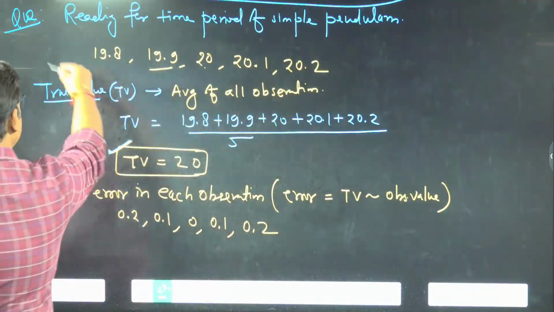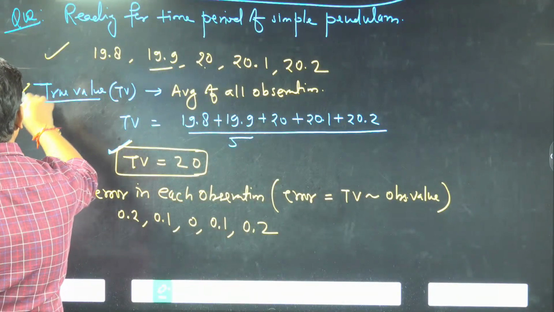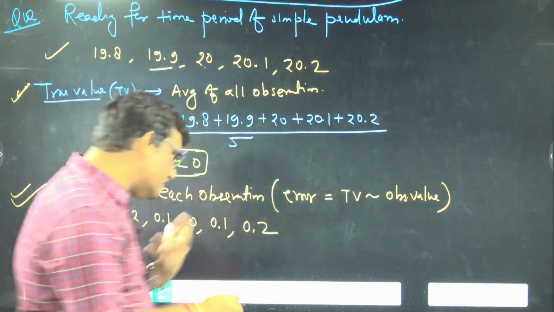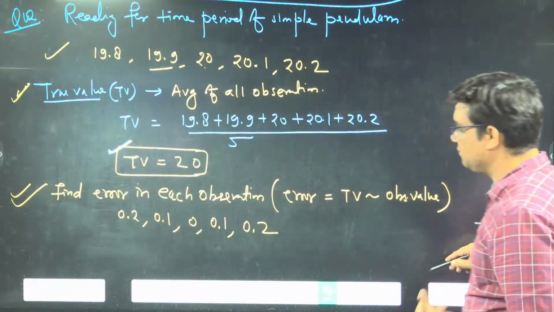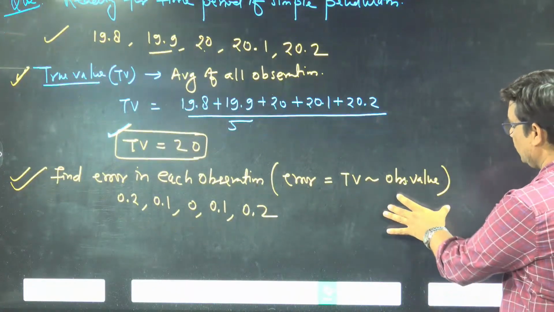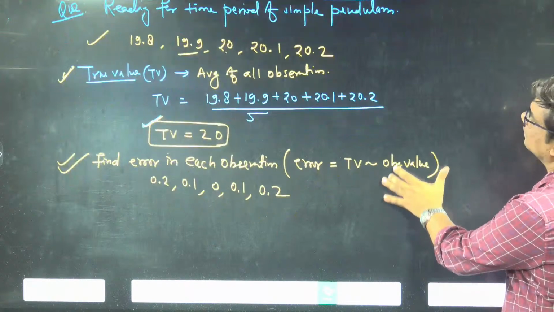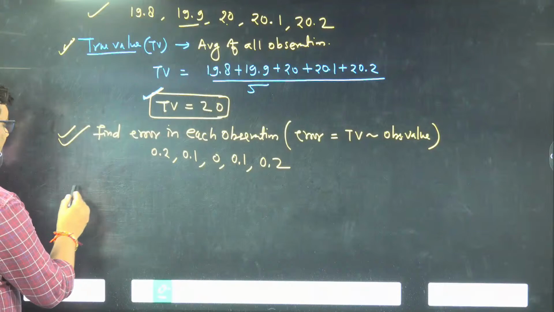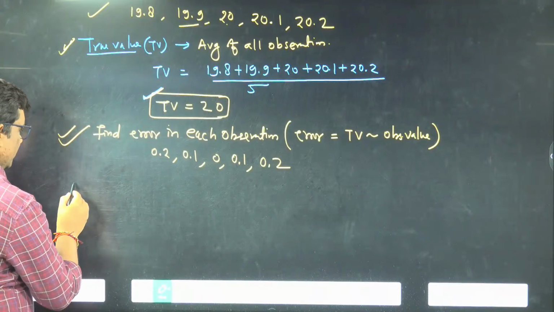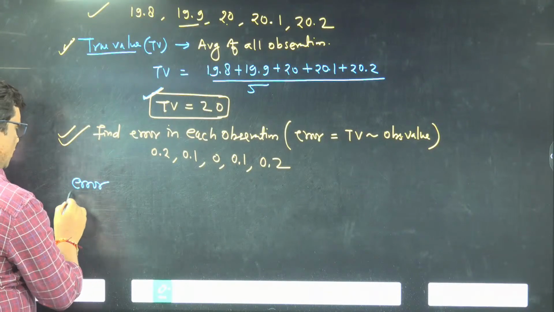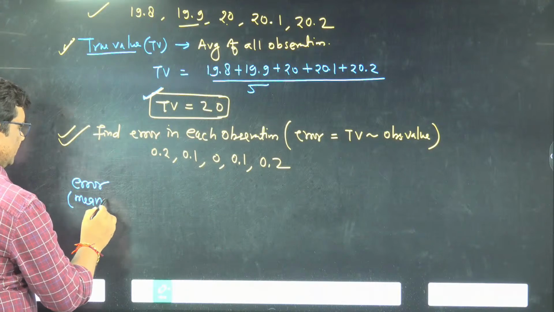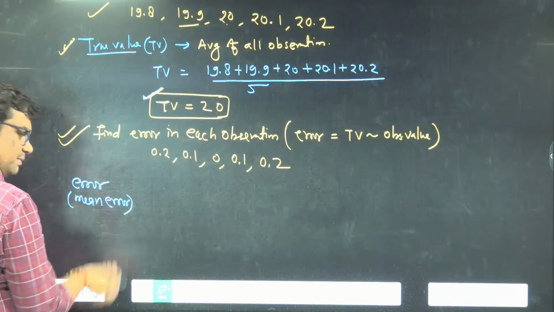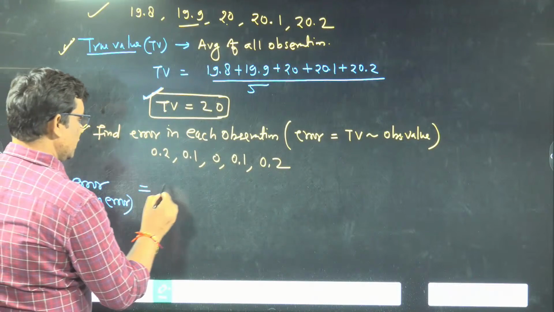First, what we do, we take the reading, then we take a true value, then we find error in each observation. After taking error in each observation, then we find mean error. What do you find basically here? Mean error. So we can say error or mean error, or we can say mean absolute error. Mean error, how much?